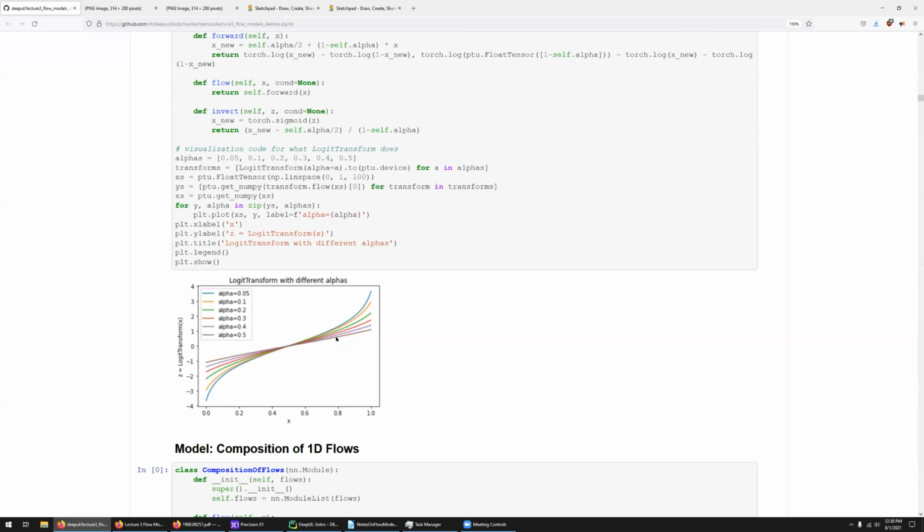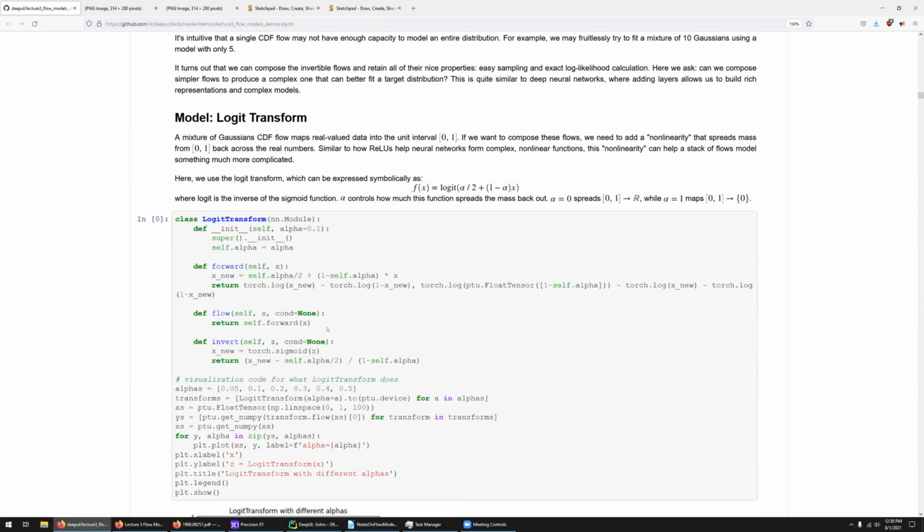At least that's how I consider it. The thing is that they don't use it when they do the affine flows. They don't have anything like this because affine will just take you from R to R, or R squared to R squared. Right. So since they don't use it there, I think maybe it's not necessary. We want to compose these flows, we add non-linearity so that it spreads the mass from 0, 1. I don't know. They don't use it for the affine. I don't know if you can add it in there and see what happens.